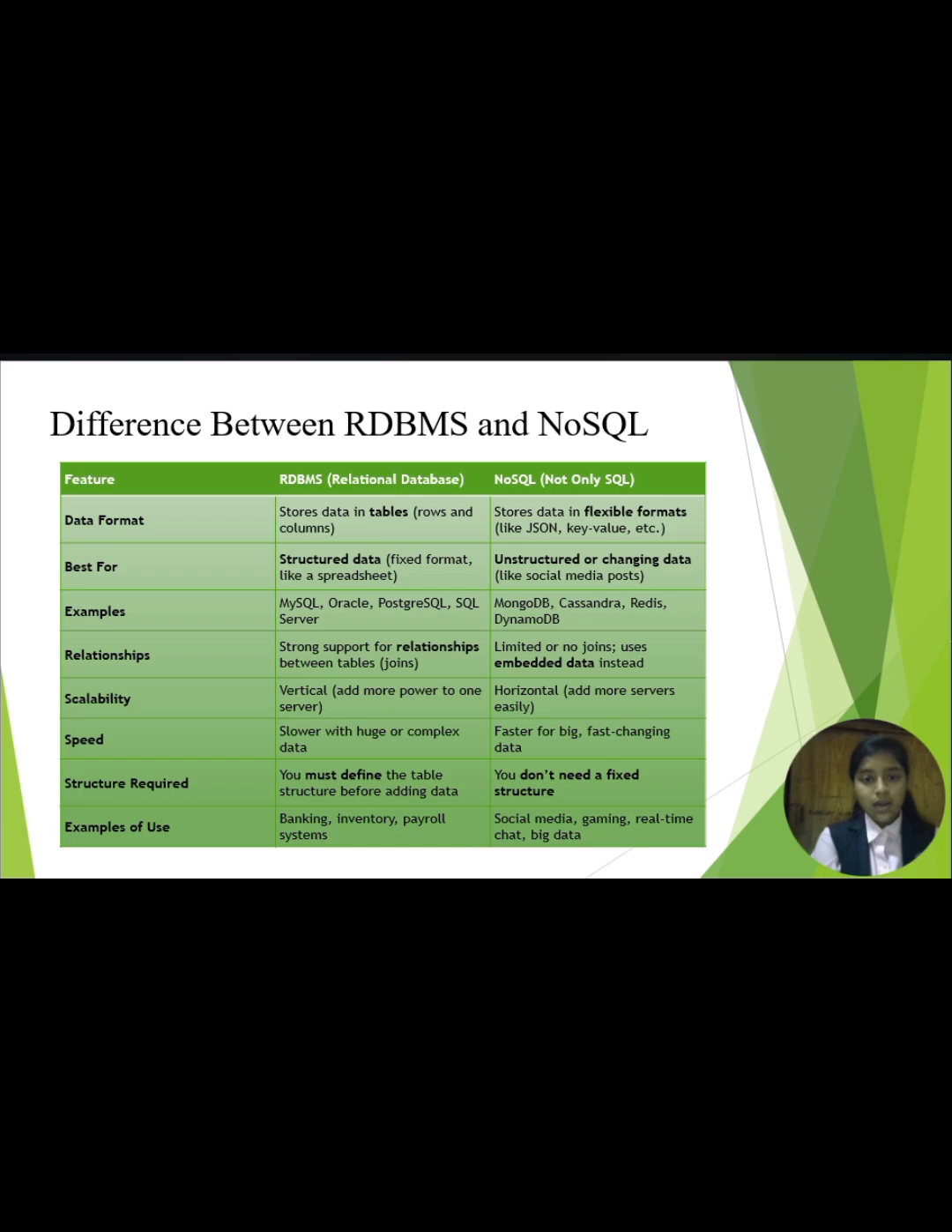For relationships, RDBMS has strong support for the relationships between the tables. And NoSQL has limited or no joins and uses embedded data instead. The scalability of the RDBMS is vertical, that is adding more power to one server. The NoSQL is horizontal, it will add more servers easily. The speed of the RDBMS is slower with huge or complex data, and the NoSQL is fast for big and fast-changing data.